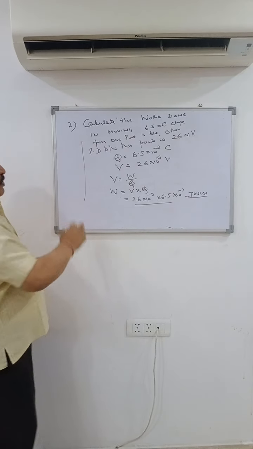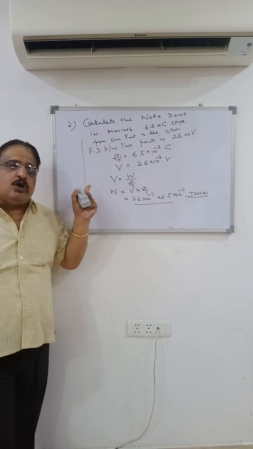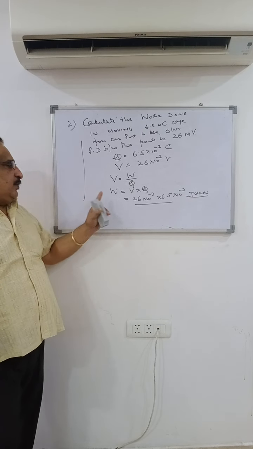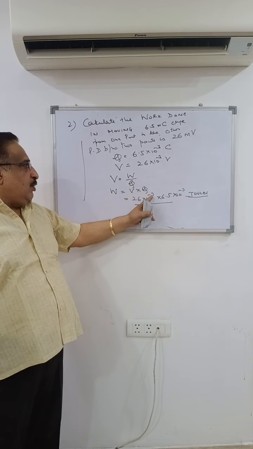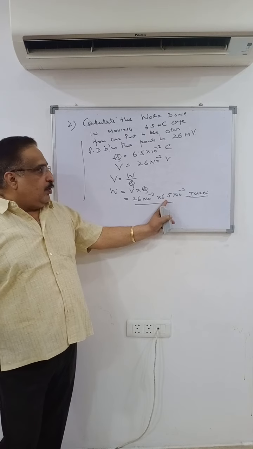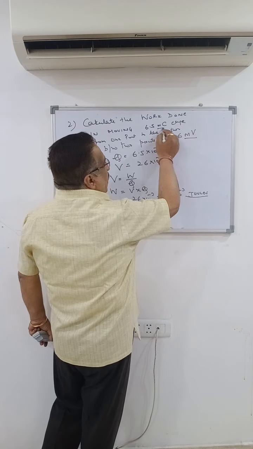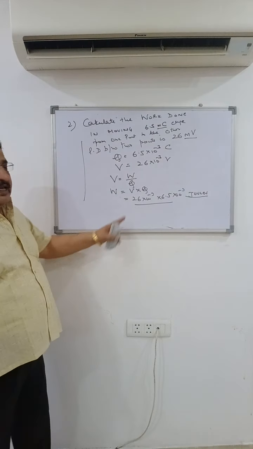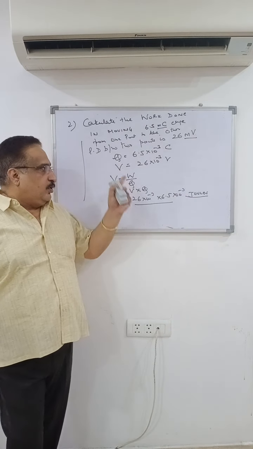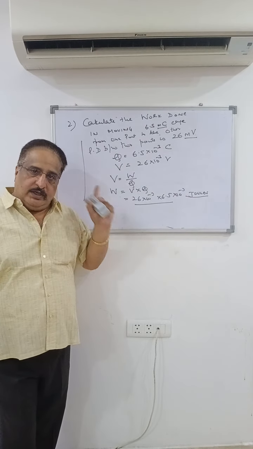So that is all about what potential difference is all about. Is that clear? So W is equal to V into Q. The main thing is you have to convert these millis and micros into the SI units, that is joules, coulombs or volts, etc. Is that clear?